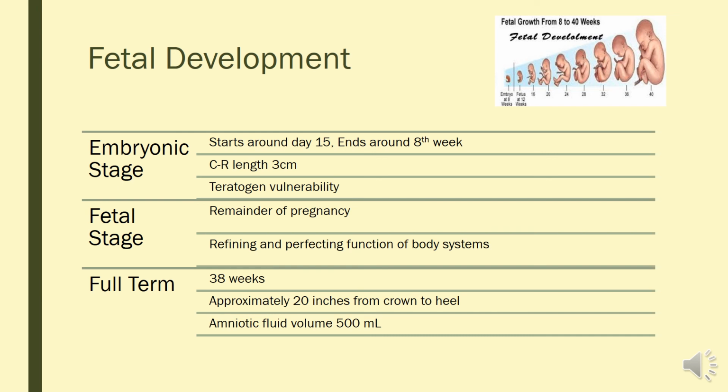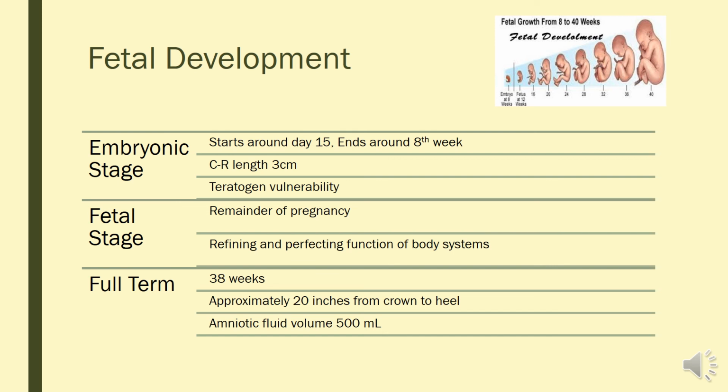Lanugo, or fine hair that covers the body, appears on the skin around 16 weeks and covers the body by 20 weeks. Brown fat and vernix begin to form around 20 weeks, and the lanugo then begins to disappear around 36 weeks. At term, vernix is present in skin creases, and there are creases covering the sole of the foot.